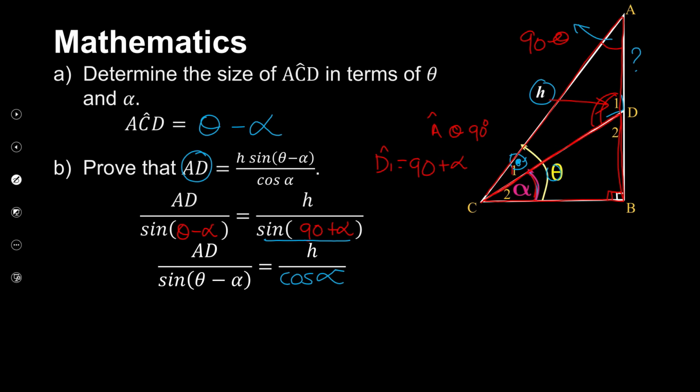Now they want us to find AD, so we're going to make AD the subject of the formula, which means we're going to multiply both sides by sine of theta minus alpha. And we're going to get AD equals H sine theta minus alpha over cos of alpha. That's exactly what they asked us to prove. So we've proved that AD is equal to the expression that was asked for.